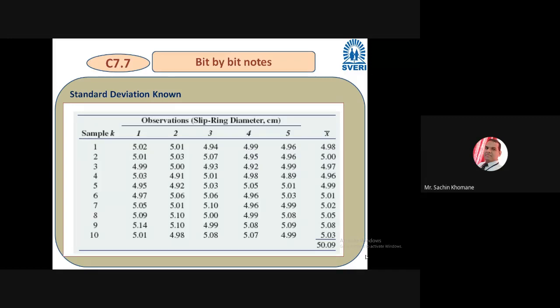Okay. So what is the example? Slip ring diameter. So you have taken 10 readings, and you have taken 5 lots and checked the 10 samples. So you got readings like 5.02, 5.01, 5.99, 5.03 like that, column wise. So you draw the columns, write the columns. Okay. So one by one.